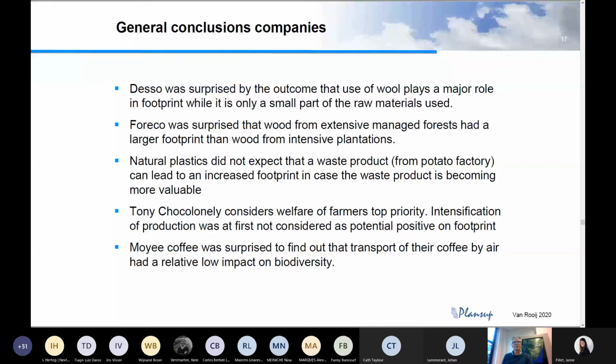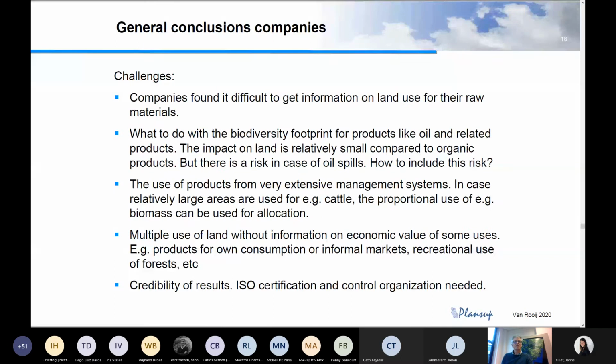Of course, on carbon, it is very important. Next slide, please. So there are challenges to get information for the raw materials, but I think it's like CO2. If you buy products, the company can just say, okay, I need to know where it's coming from and what is the type of management. If you do that, there's no problem.